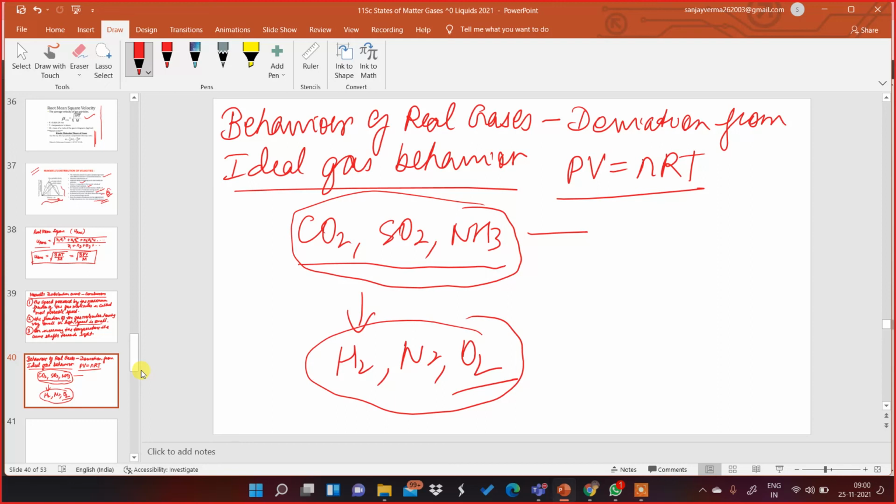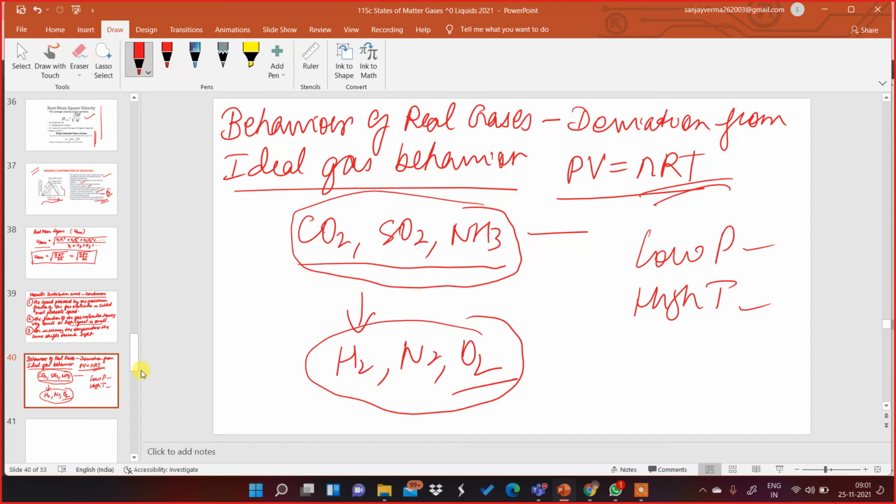So I repeat this once again. We know gases obey the gas laws or gas equation, which is PV = nRT, under all conditions of temperature and pressure. Now these gases, if they obey the ideal gas equation PV = nRT, then they are called what? Real gases. Now they tend towards ideality at low pressure and high temperature. So they tend to become ideal gas under low pressure and high temperature.